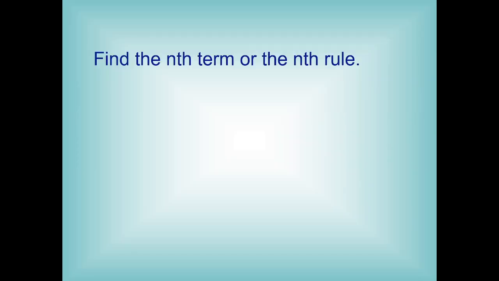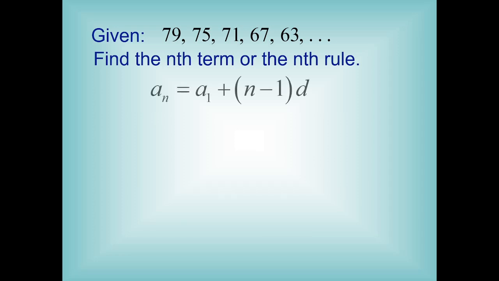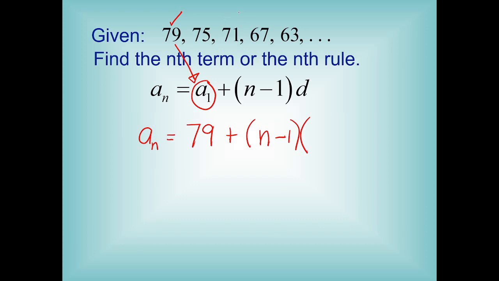Find the nth term or the nth rule. This is our given: 79, 75, 71, 67, 63. So we have here our formula. a sub n is still the same, and our first term is the number 79. There you go. And our n we don't know, so it remains n, minus 1. And what is the common difference? The common difference is minus 4. So what we will be doing is bring down 79, then distribute negative 4. So this becomes negative 4n.